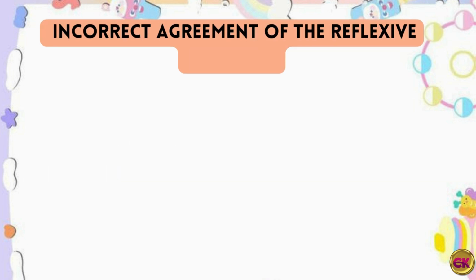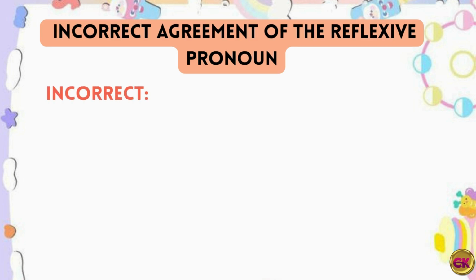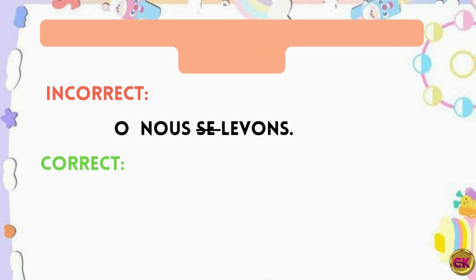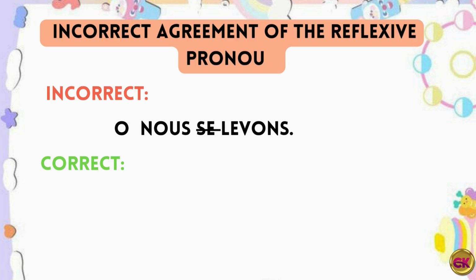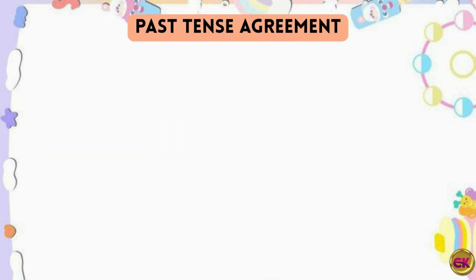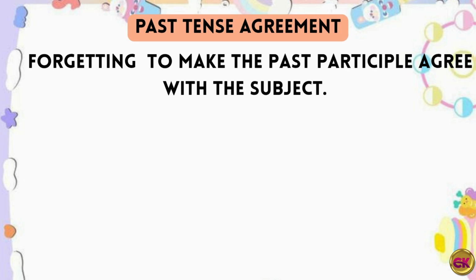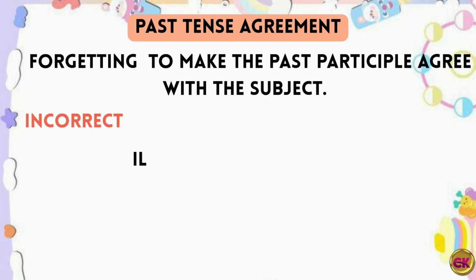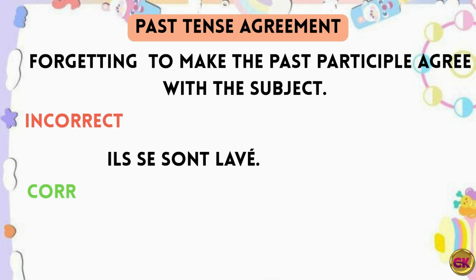Incorrect agreement of the reflexive pronoun. It is incorrect to write nous se levons. Use the correct pronoun which matches the subject. The correct form should be nous nous levons. Past tense agreement. Forgetting to make the past participle agree with the subject. It is incorrect to write ils se sont lavé. The correct form should be ils se sont lavés.